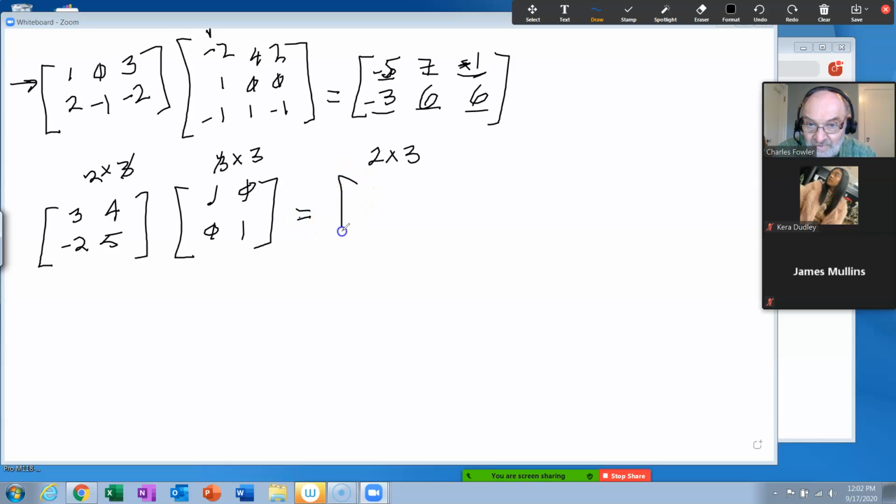First question is, can you even multiply them? Well, what are their sizes? 2 by 2, 2 rows, 2 columns. This is a 2 by 2, 2 rows, 2 columns. And certainly since these two numbers are the same, wipe them out and that gives you a 2 by 2. So yes, you can multiply these two. It will produce a 2 by 2 matrix.